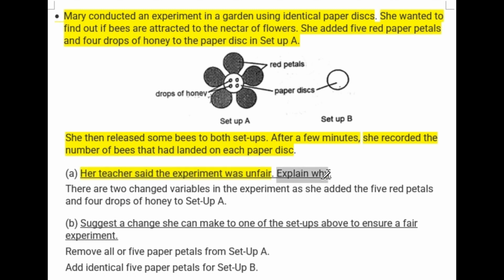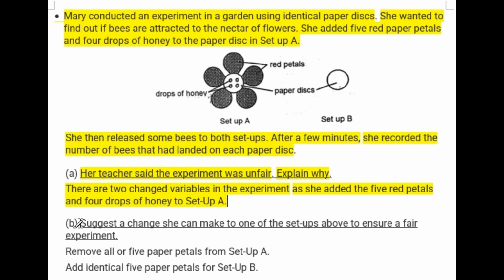A. Her teacher said the experiment was unfair. Explain why. There are 2 changed variables in the experiment as she added the 5 red petals and 4 drops of honey to setup A.